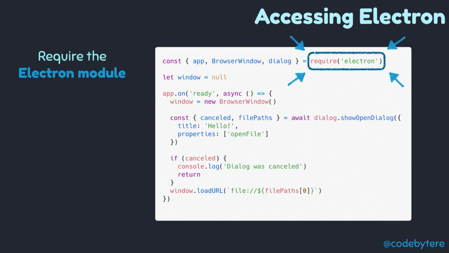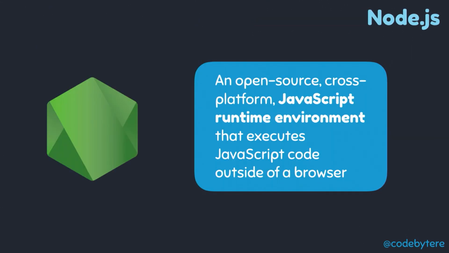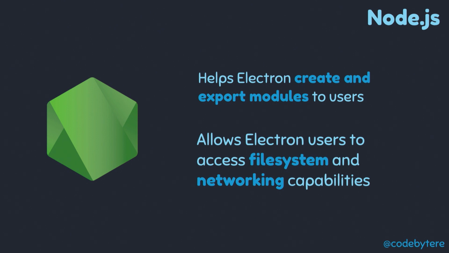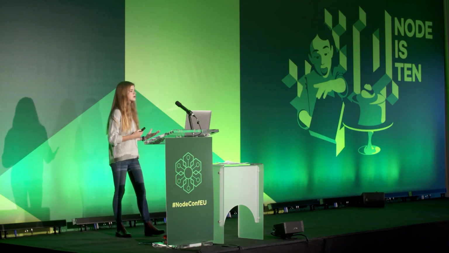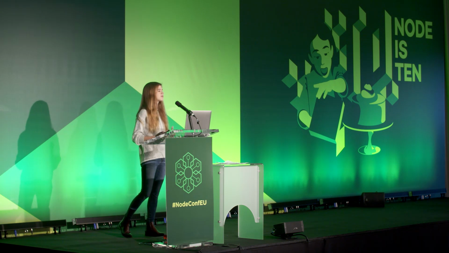Firstly, in order to access any of the methods on the dialog module, we need to gain access to Electron itself, which requires requiring the module. And with that, we've now arrived at our first big Electron dependency, Node. Node needs no real introduction. I mean, for better or worse, it's kind of why we're all here. Importantly, for Electron's purposes, this JavaScript runtime allows code execution outside of a browser. Principally, it allows Electron to access file system and networking capabilities. But for our journey today, it also allows Electron to create and export modules to users.